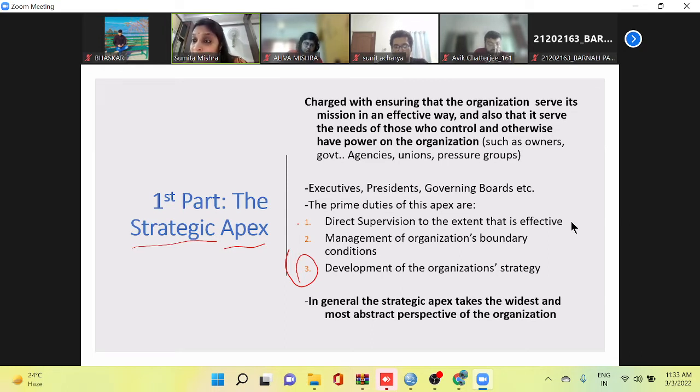That is the reason why the apex is also called the strategic apex. Okay. So please remember the most macro view of the organization. What is the meaning of macro? Macro is whole, okay? It is not a microcosm that you are looking at. You're looking at the entire organization. So when you talk of a macro view, who takes the most macro view of the organization? It is the apex, because the apex is at the top of the organization, right?